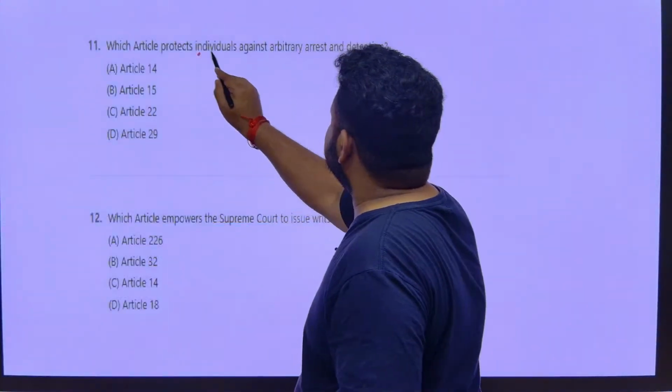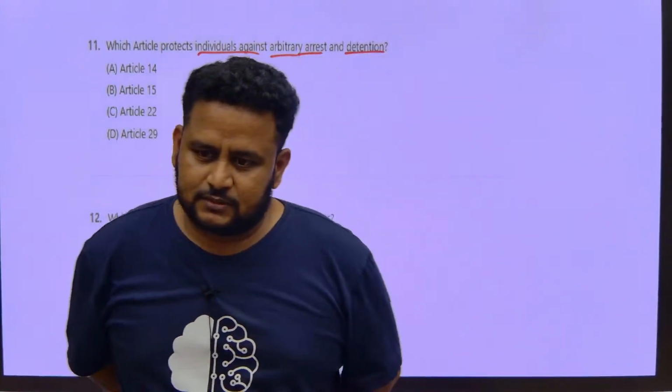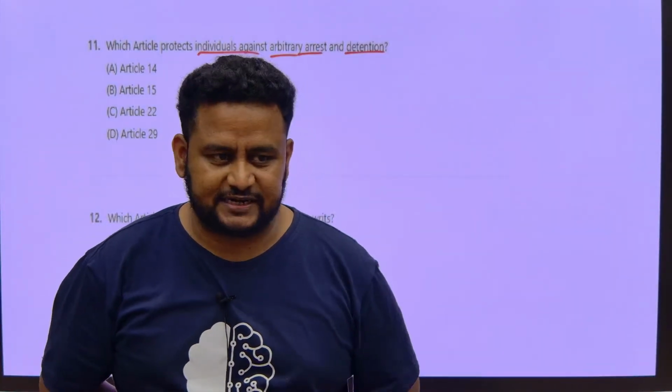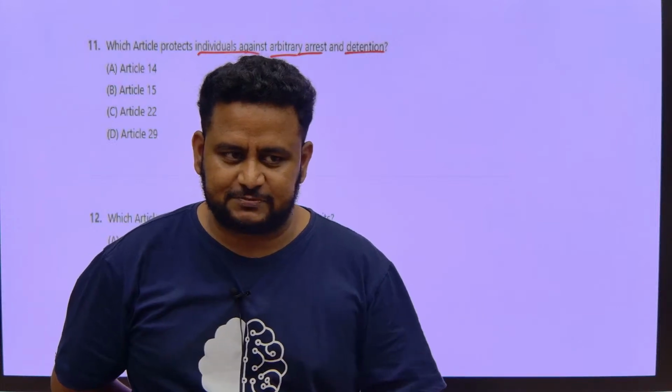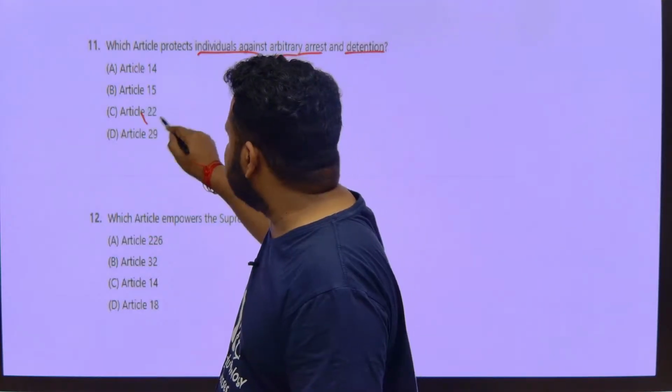Which article protects individuals against arbitrary arrest and detention? I am talking about arrest. Article 22. Article 22 is arrest. Article 20 is conviction, about punishment. 22 is arrest. I have told you many times, Article 22 is arrest.